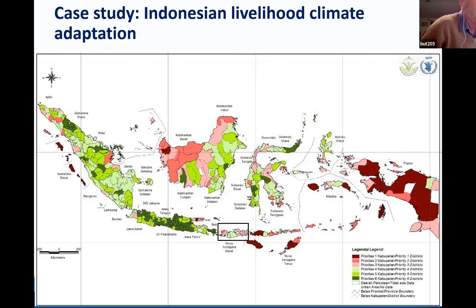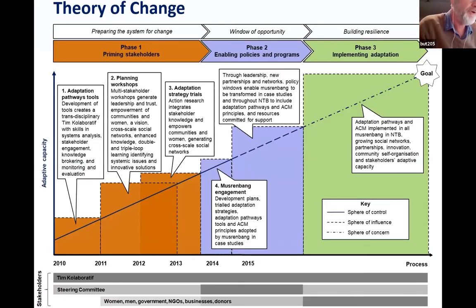And our project was designed to basically follow this theory of change, which went along the line starting in 2010 of phase one, which was priming stakeholders to understand climate change and adaptation. We did a series of planning workshops with multi-stakeholder groups to try and identify the crucial adaptation strategies that were needed. And then we wanted to see if we could trial some of those adaptation strategies with a few pilot projects amongst communities. And that was phase 1.